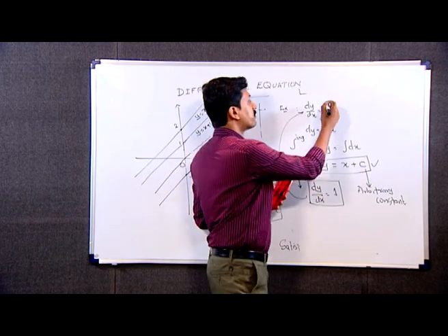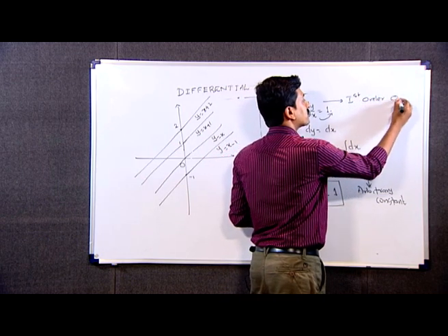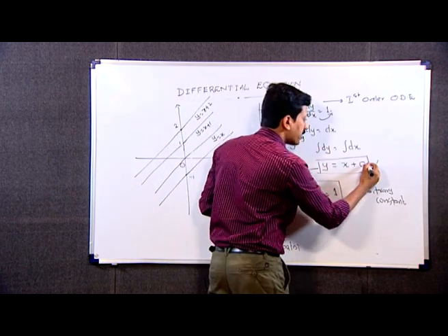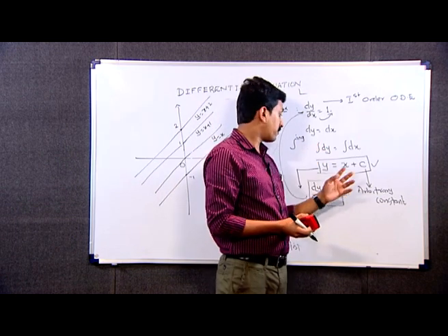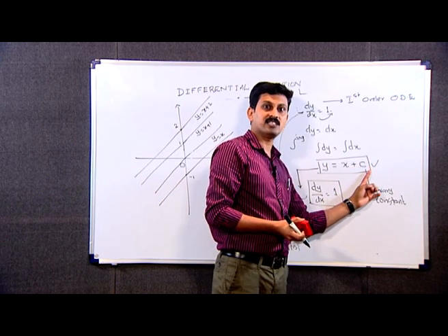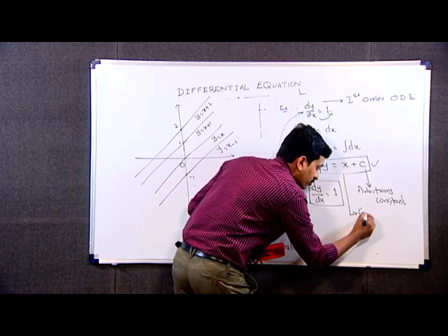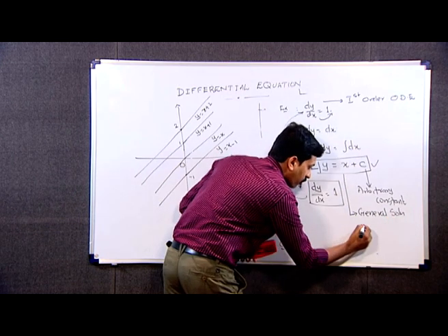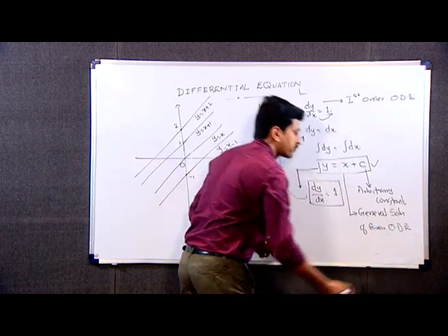What about the order of this differential equation? This is the first order ordinary differential equation. How many arbitrary constants exist here? One arbitrary constant exists here. A solution containing one arbitrary constant for a first order ODE is what is called the general solution of the given ODE.